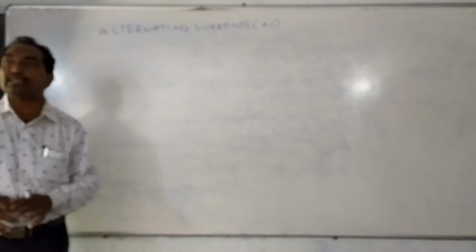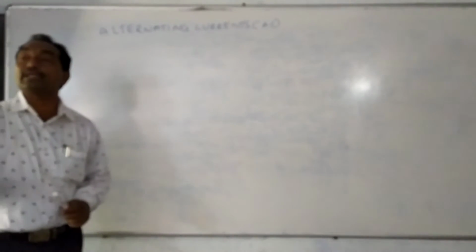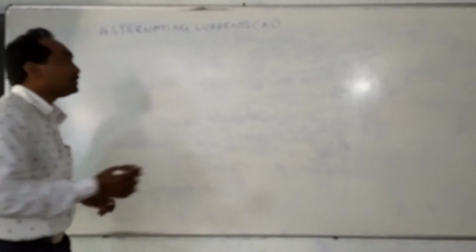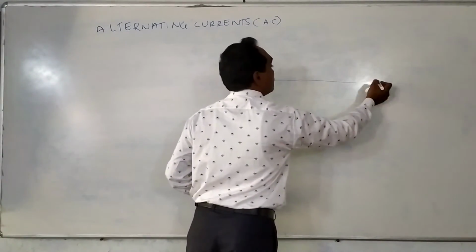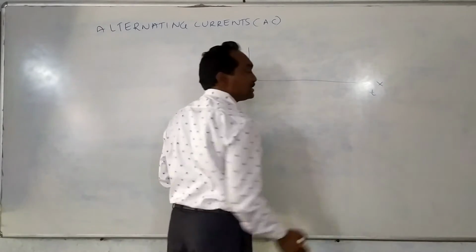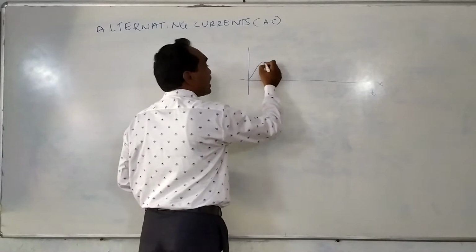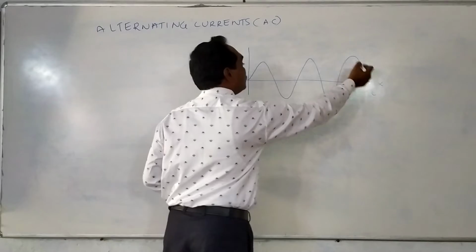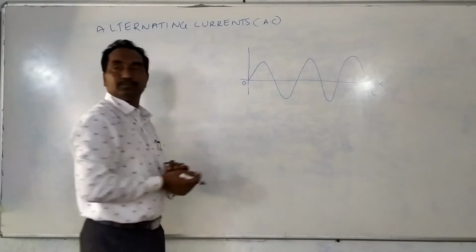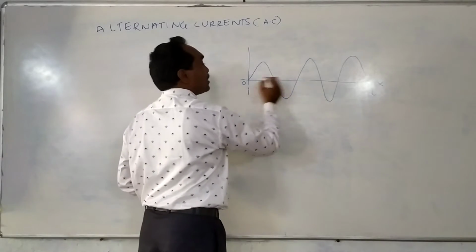Alternating currents contain positive half cycles as well as negative half cycles, which will be repeated in regular intervals of time, so that this alternating current can be represented graphically like this. Along the x-axis, when we take time t, the alternating current will vary like this. It is nothing but the sine waveform. This is the origin. This is the positive half cycle up to here. This is a complete half cycle.